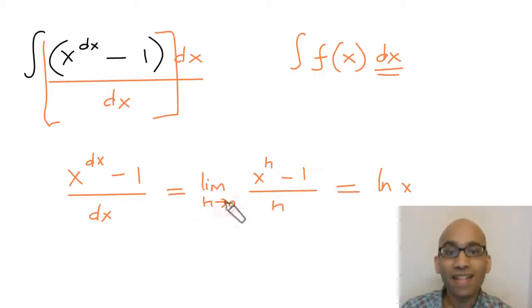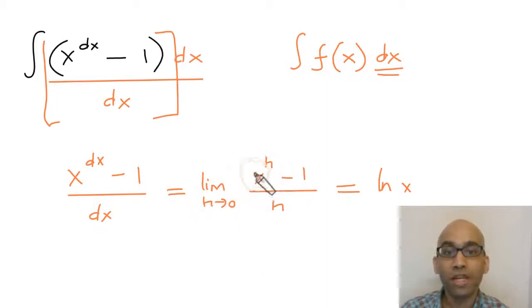Now, to understand why this limit is equal to log of x, let's use L'Hopital's rule. If we substitute h is equal to 0 in the numerator, we get x to the 0, which is 1, and then we subtract a 1, so we get 1 minus 1, which is a 0 in the numerator, and we get a 0 in the denominator, so we are left with 0 divided by 0 indeterminate form. And so we can apply L'Hopital's rule. All we're going to do is differentiate with respect to h, not x, because that is the quantity to which the limit is asked.